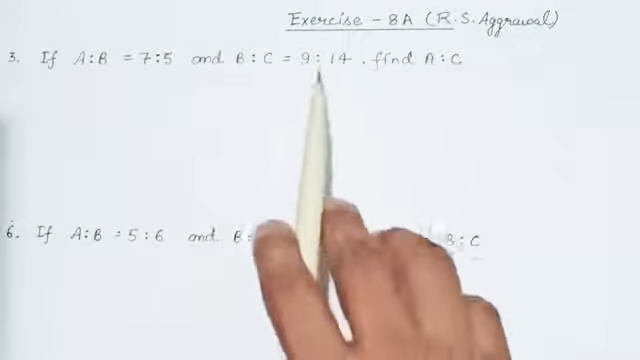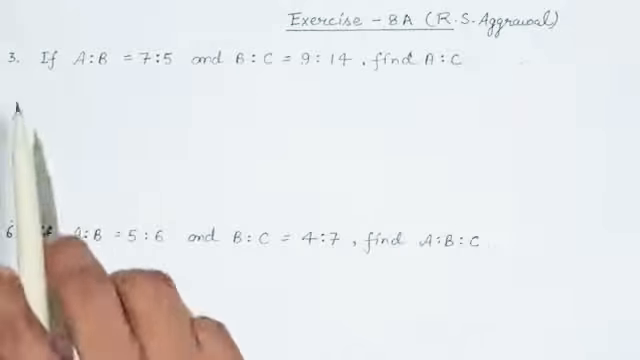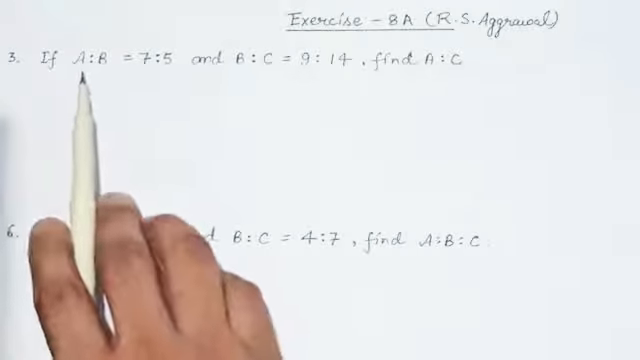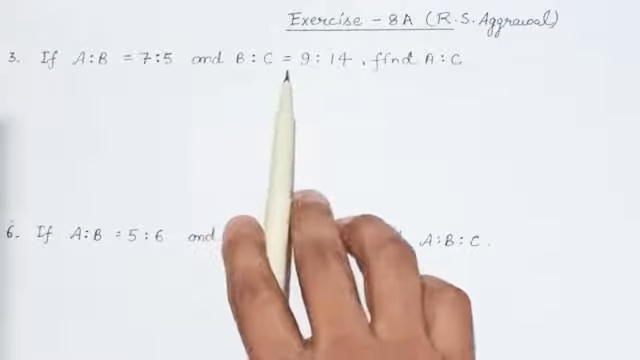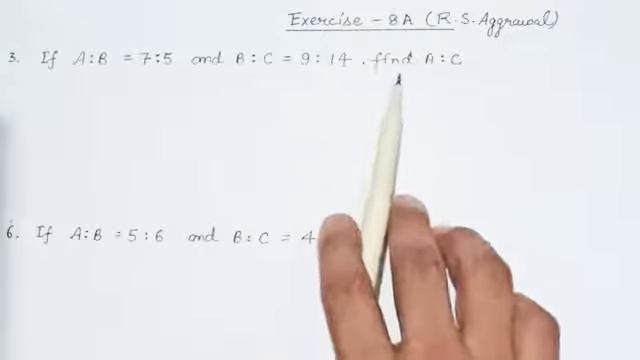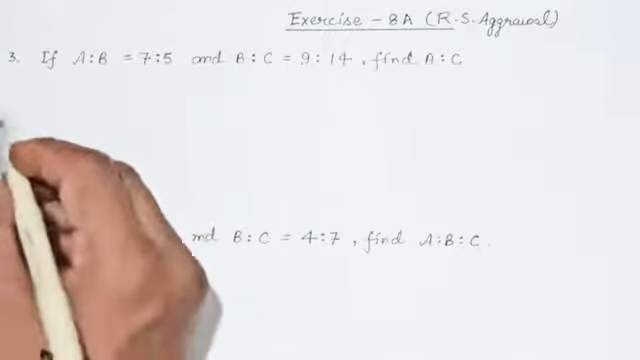Now students, we will solve exercise 8A from R.S. Agrawal. First we are given: if A is to B equals 7:5 and B is to C equals 9:14, then find A is to C. So let us see the solution.